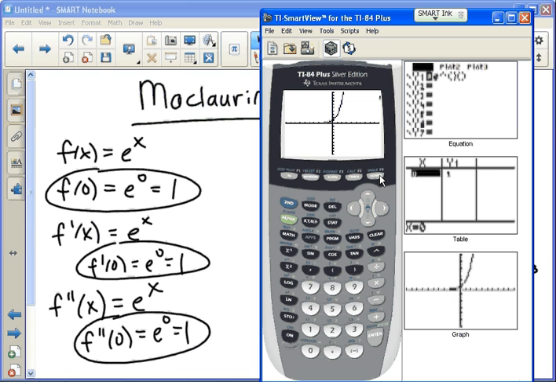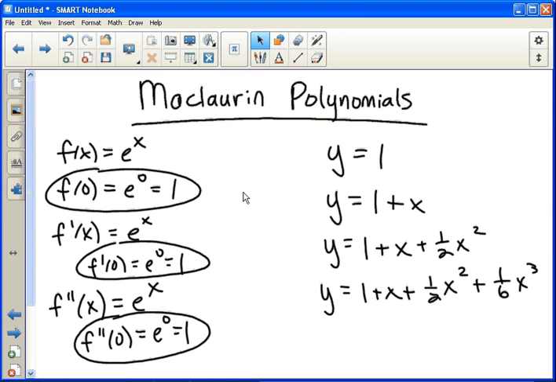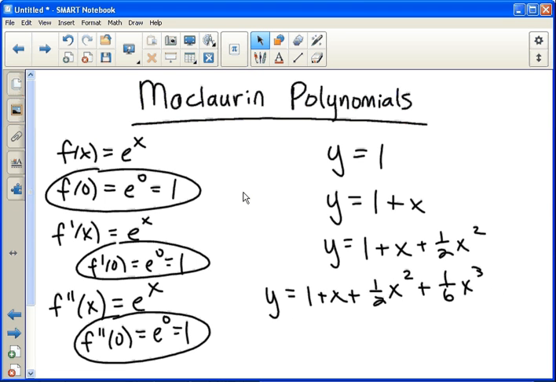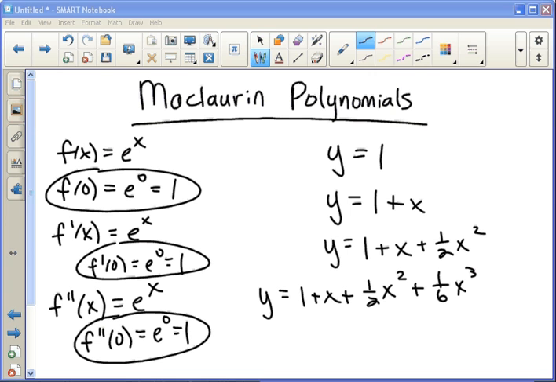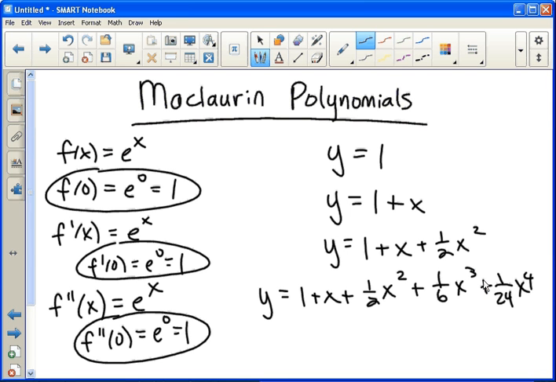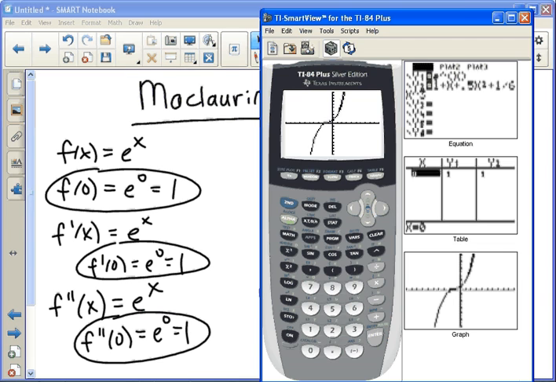Okay. Again, not so good on the left side, but on the right side, it's getting even better. I mean, that's a lot closer than it was before. So let's just add one more term just to show you what we've got. We would add the term 1/24 x to the 4th. Now let's check out this graph.